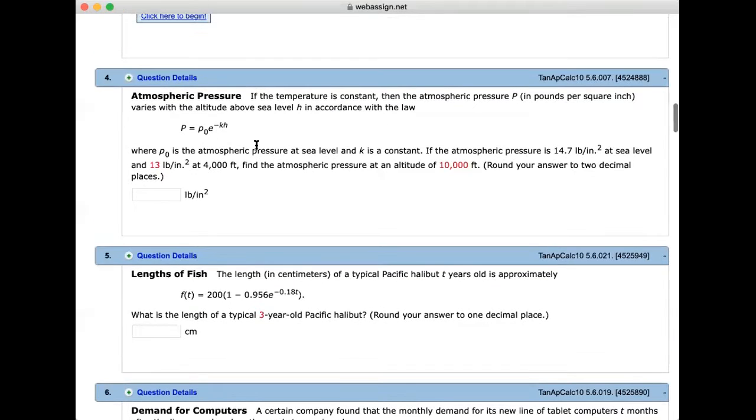Right now I'm looking at problem 4. It has to do with atmospheric pressure using an exponential decay function. Now let's take a look at WebAssign here. So their problem says, problem 4, atmospheric pressure.